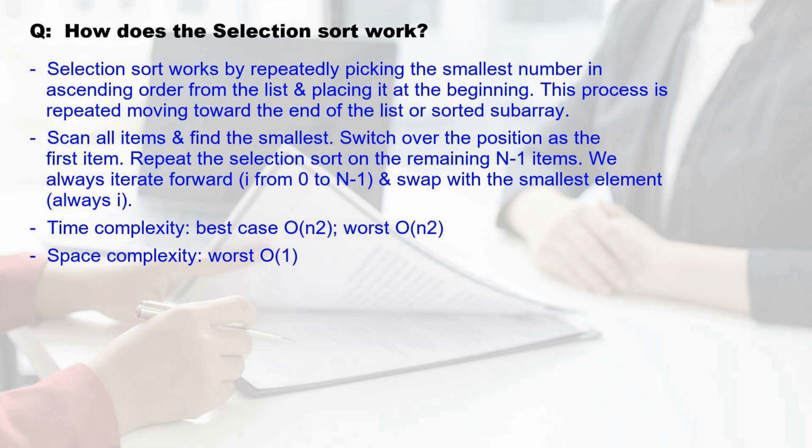Scan all items and find the smallest. Switch over the position as the first item. Repeat the selection sort on the remaining N-1 items. We always iterate forward, i from 0 to n-1, and swap with the smallest element, always i. Time complexity: best case O(n²), worst case O(n²). Space complexity: worst case O(1).